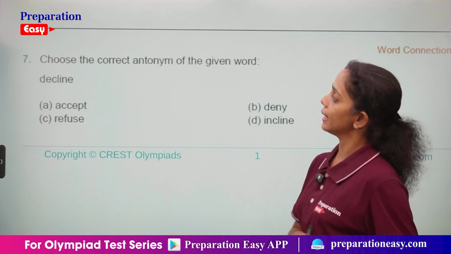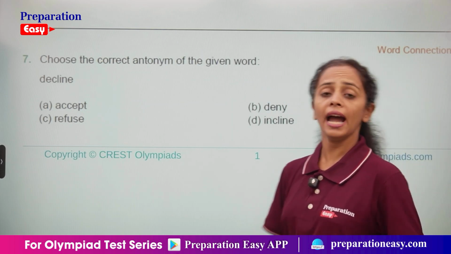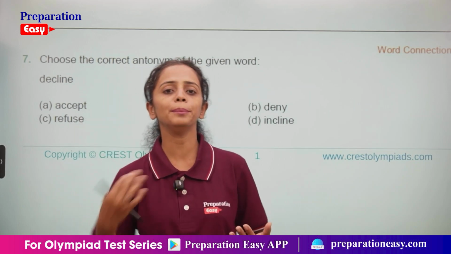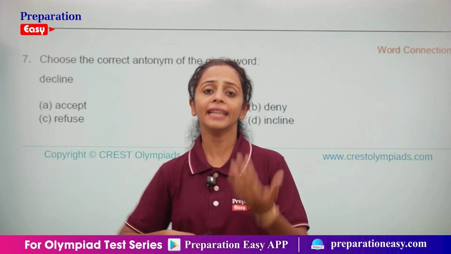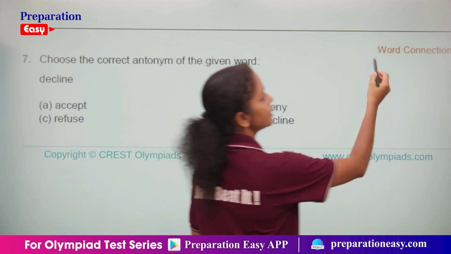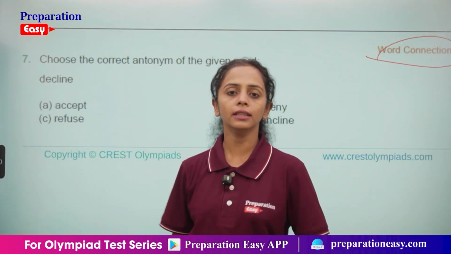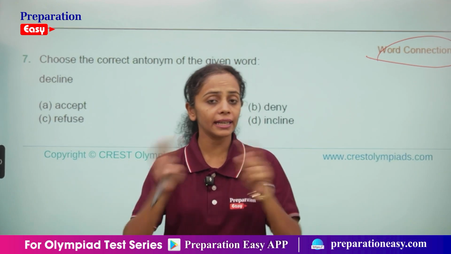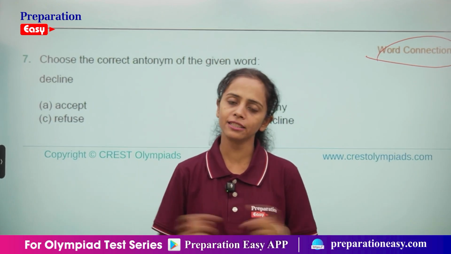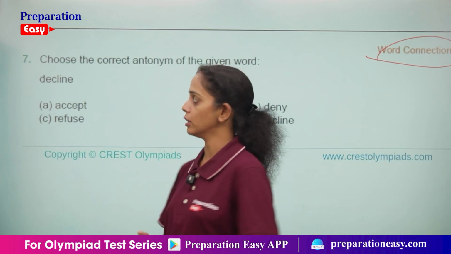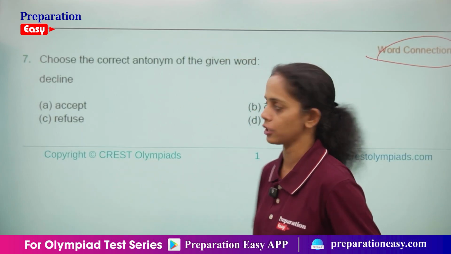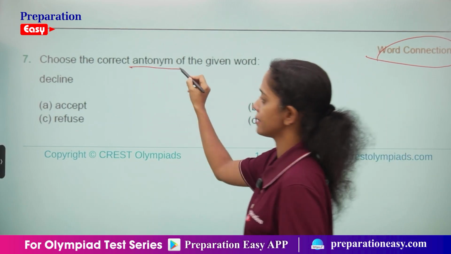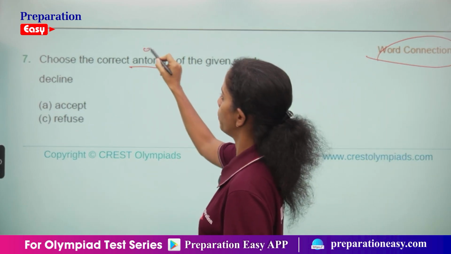Next, choose the correct antonym of the given word. Antonyms, synonyms. Antonyms and synonyms means the opposite and meanings. Clear? This is the next session which we have started, and it is word connection. Over here, there will be some words which are connected to each other. So, like opposites are connected to each other, meanings are connected to each other. These kinds of words will be in the word connection session. So, first is you are going to find out the keyword. Keyword is antonym. Antonym means the opposite word.